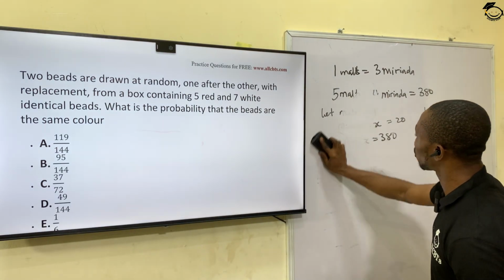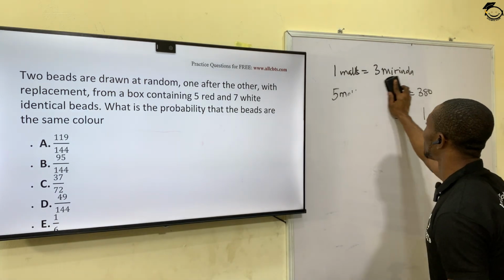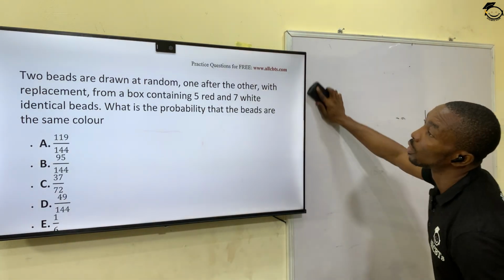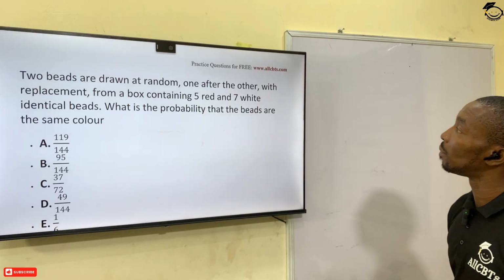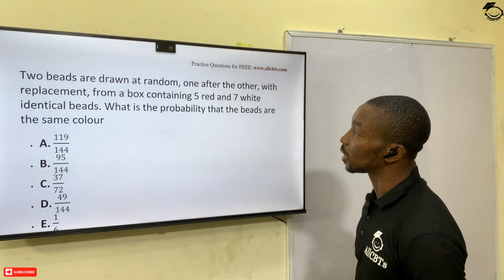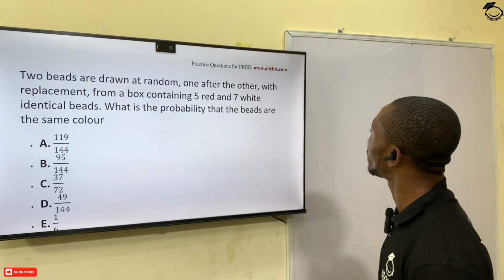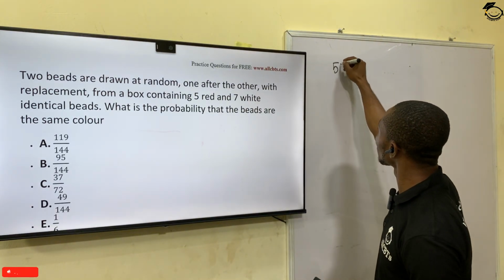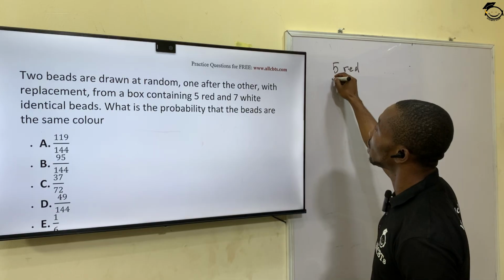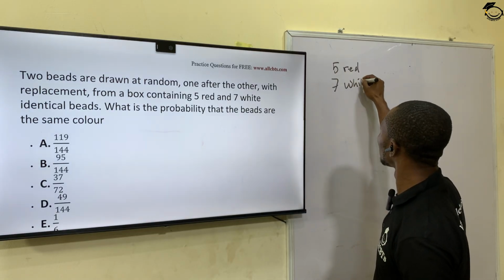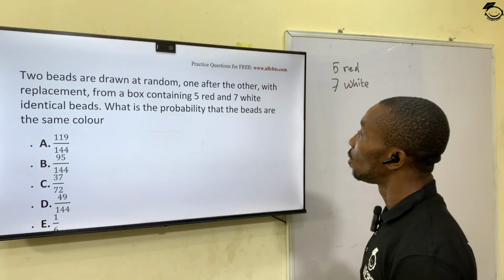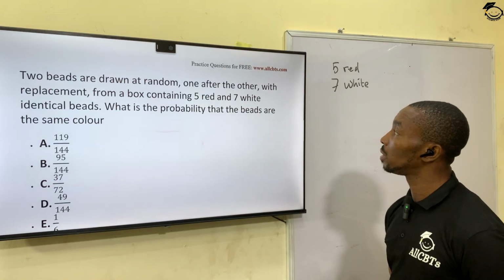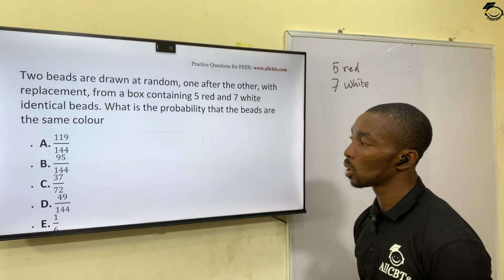Okay, to our next question. It says 2 beads are drawn at random, one after the other, with replacement from a box containing 5 reds and 7 whites. Now, the beads are identical. What is the probability that the beads drawn are of the same color?